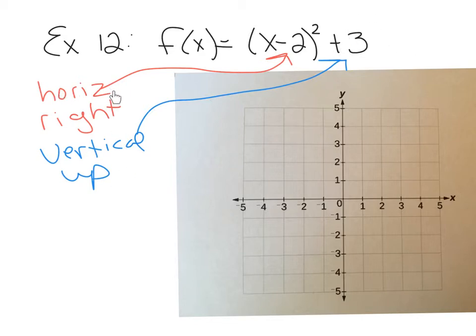So we're going to go shifting horizontal right 2 and vertical up 3, and that's going to put our vertex, if we start here at the origin, right 2 and up 3, we'll put our vertex here. So we'll put a point there, and we'll label this as the point (2, 3). That's our vertex.